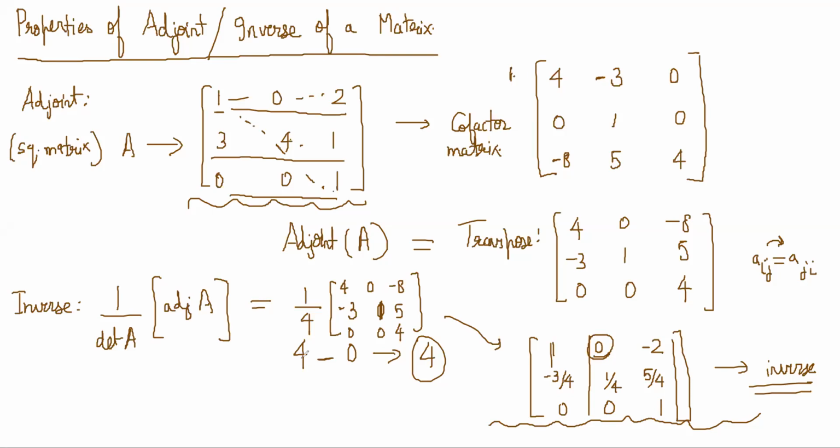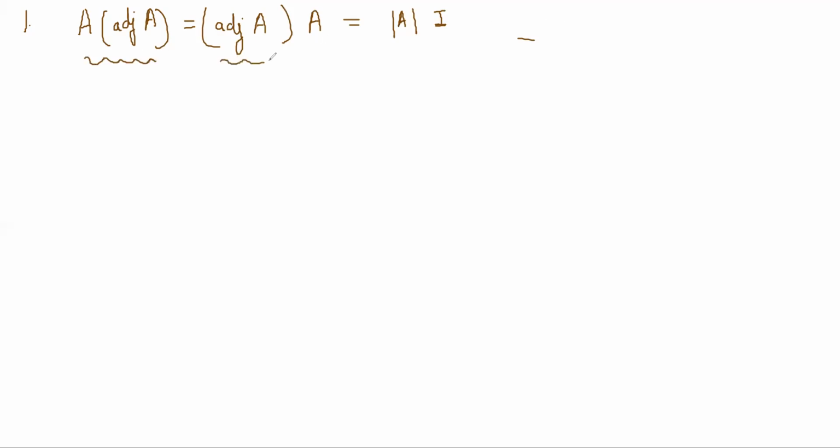Now what we will do is some properties of adjoint and inverse. The first property that we'll look at is A into adjoint of A, which is the same as adjoint of A into A, which is the same as det of A into I. How will we understand this property? First of all, it says A and adjoint of A are commutative with respect to multiplication, right? We have defined the inverse as 1 by det of A times adjoint of A, right? This is our definition of inverse. So I can be written as A into A inverse, no?